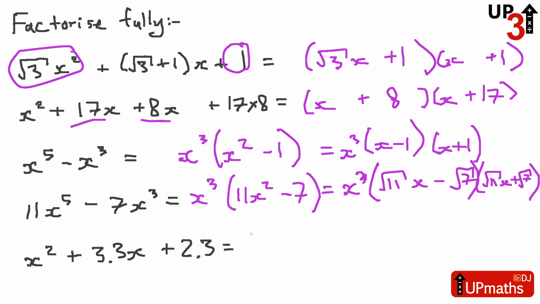And finally, look, that would be x. How do we make x squared? x times x. How do we make 2.3? Well, 1 times 2.3. Yeah, look, that works.